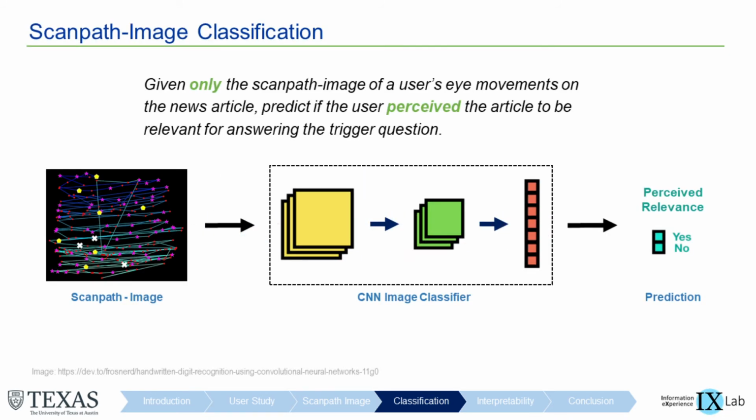Scan path image classification. This is the problem statement of our approach. Given only the scan path image of a user's eye gaze on a news article, can a CNN classifier predict if the user perceived the article to be relevant or not for answering a trigger question?